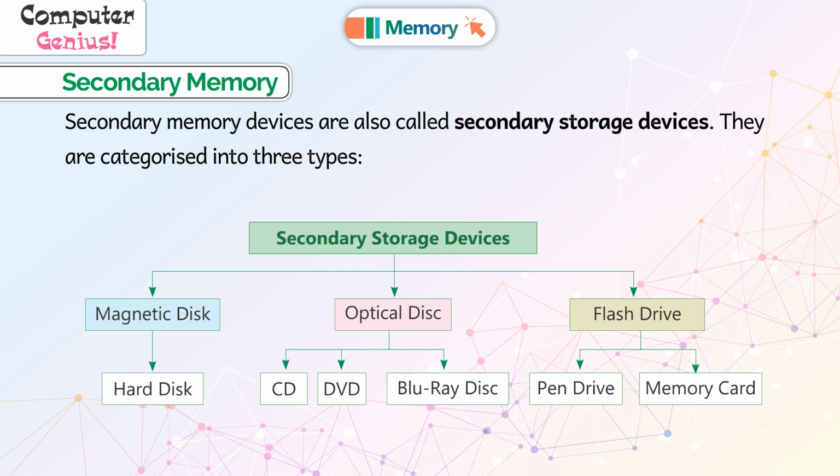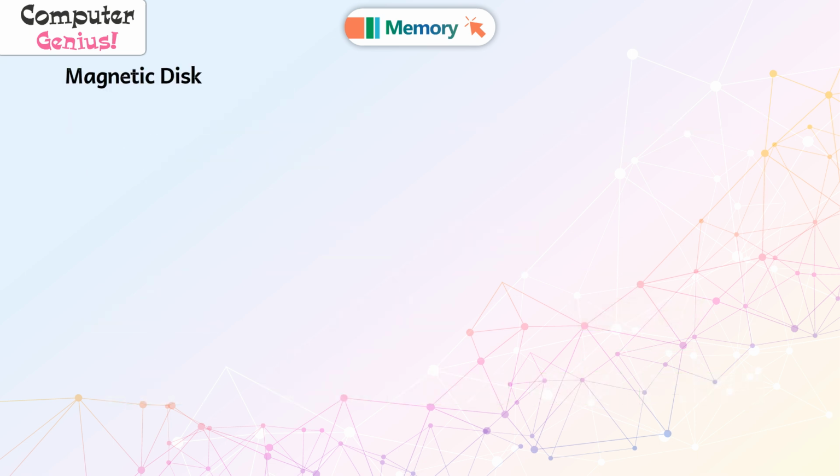Secondary storage devices. Magnetic disk, which is further divided into hard disk. Optical disk, which consists of CD, DVD, and Blu-ray disc. And flash drive, which has pen drive and memory card.